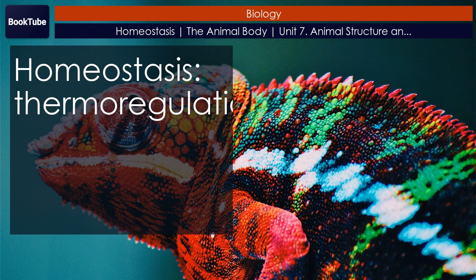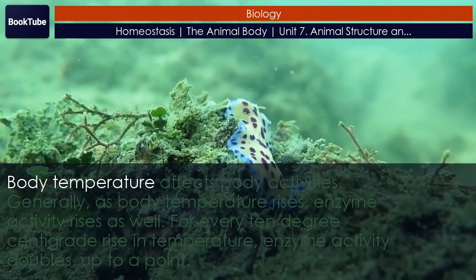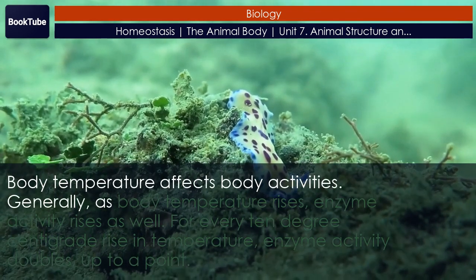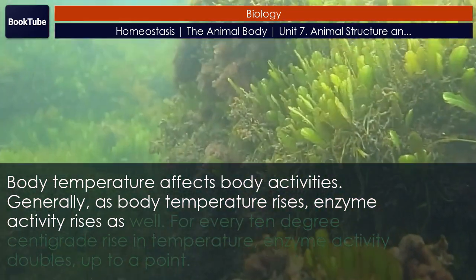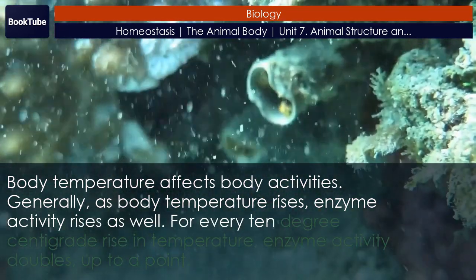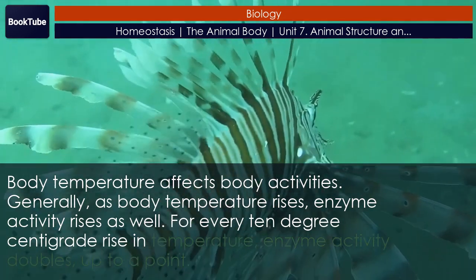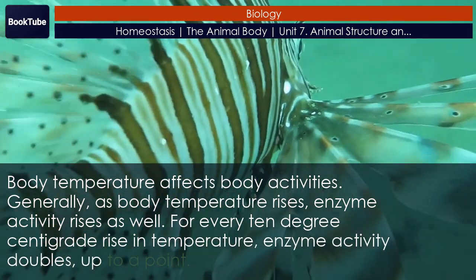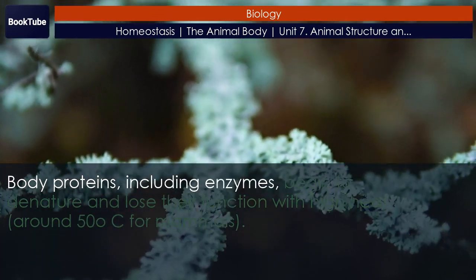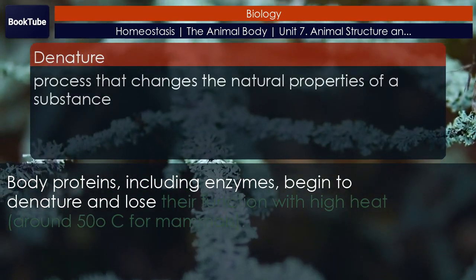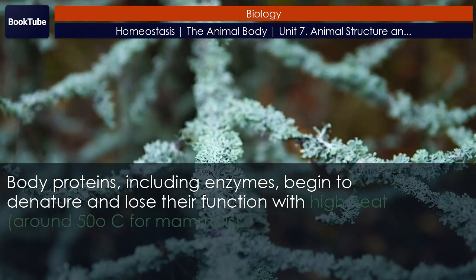Homeostasis, thermoregulation. Body temperature affects body activities. Generally, as body temperature rises, enzyme activity rises as well. For every 10 degrees centigrade rise in temperature, enzyme activity doubles. Up to a point, body proteins, including enzymes, begin to denature and lose their function with high heat.